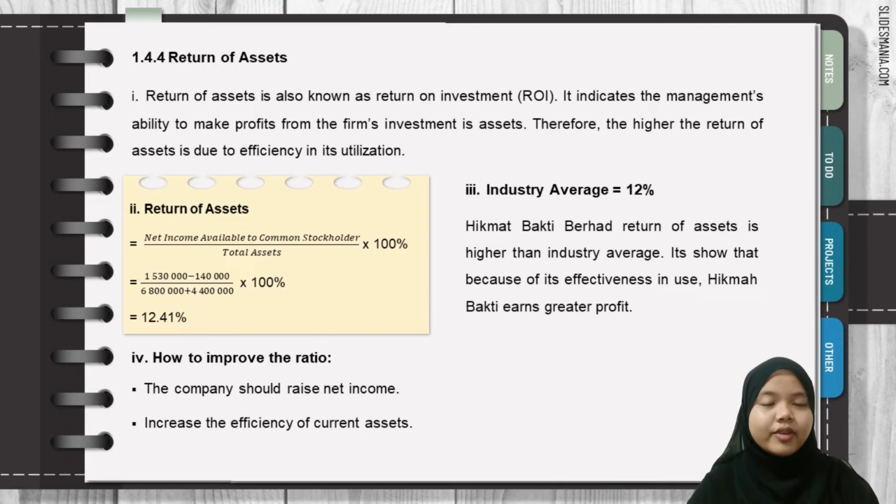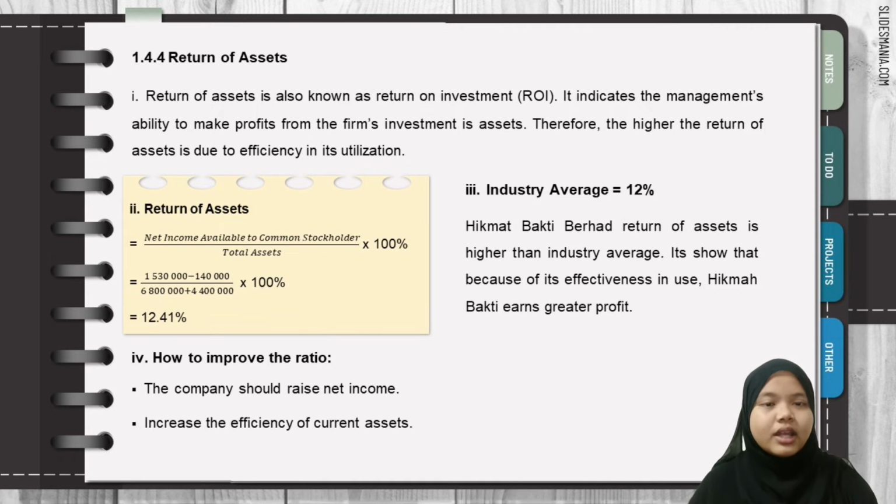The formula for return on asset is net income available to common stockholders divided by total assets, which is 1,390,000 divided by 11,200,000 times 100% equals 12.41%. The industry average is 12% and this shows that Hikmah Bakti Berhad's return on asset is higher than the industry average.